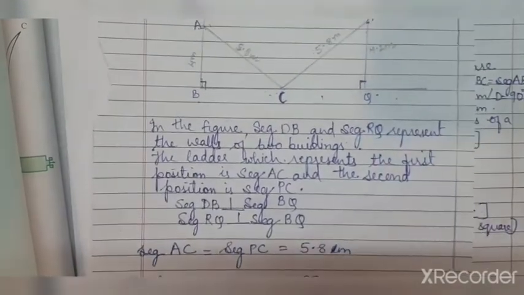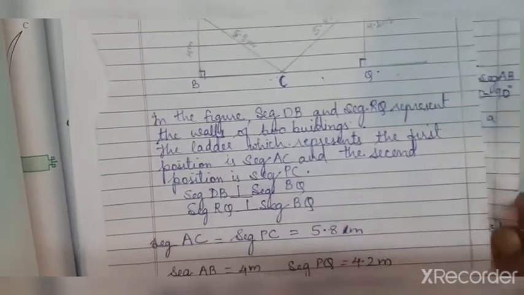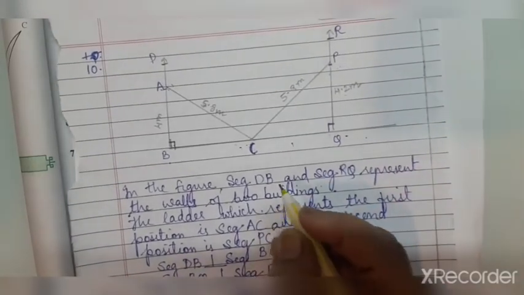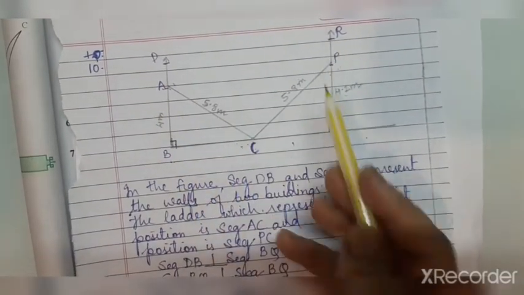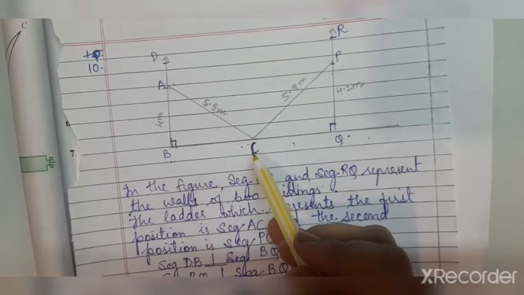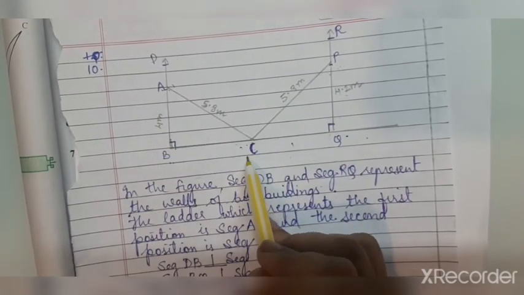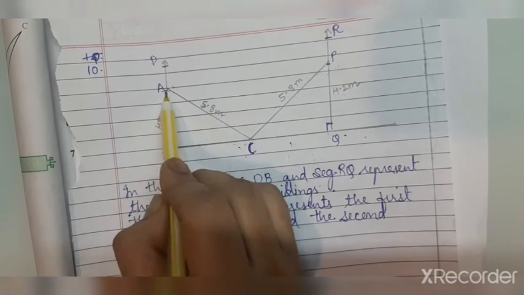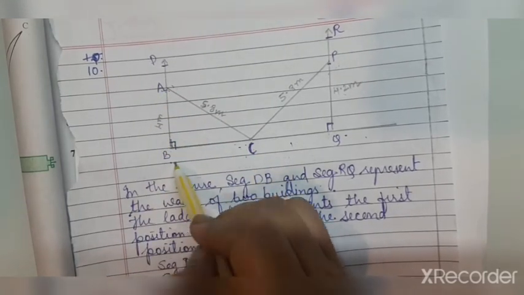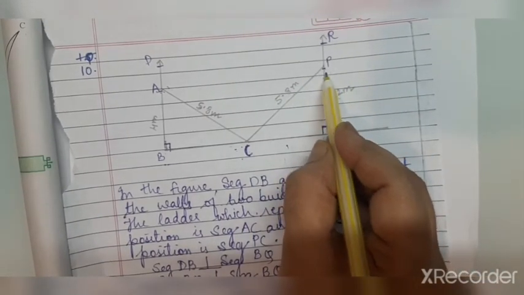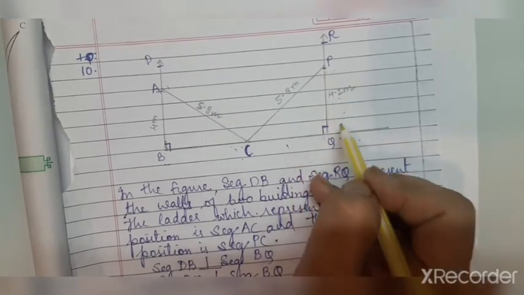It is difficult to show in just one screen, but you can go through it. Here we have taken DM and RQ as the walls of the building. AC and PQ is the same ladder which is on the street. When it is brought to the left hand side on the building, it reaches point A, such that AB is 4 meters. And when the same ladder is brought to the right hand side on this wall, it reaches point P, and PQ becomes 4.2 meters.